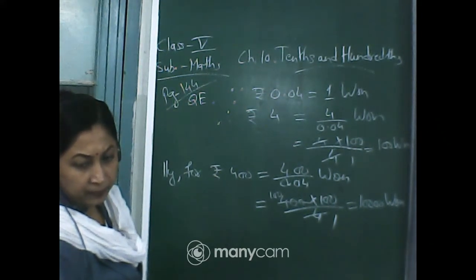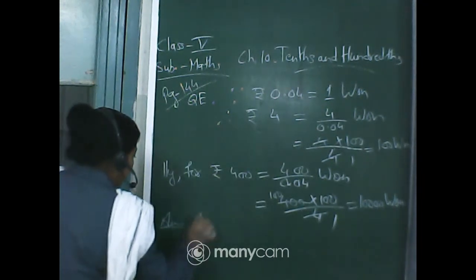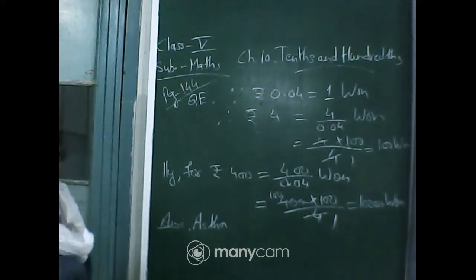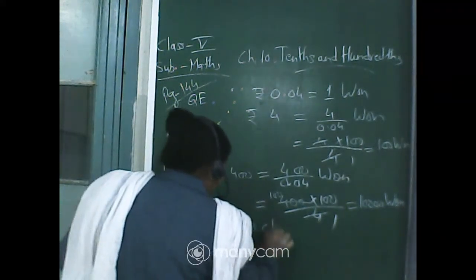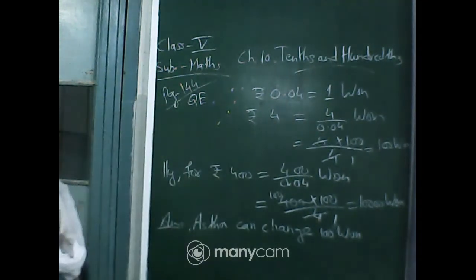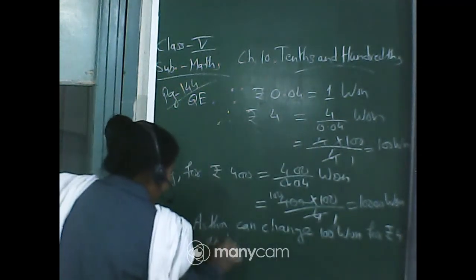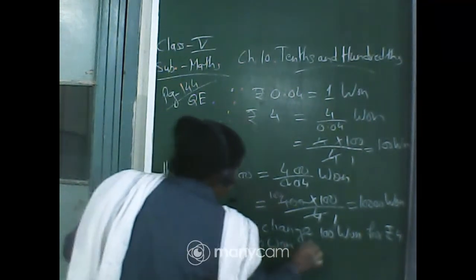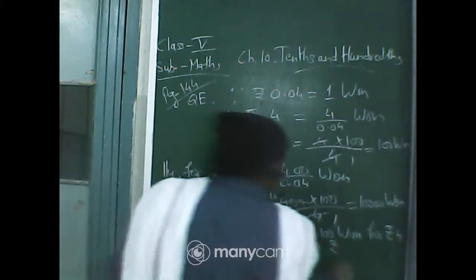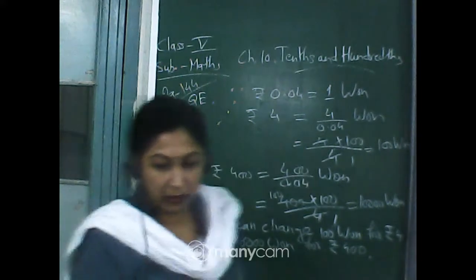So the answer you will write is that Astha can change 100 won for rupees 4 and 10,000 won for rupees 400. Okay.